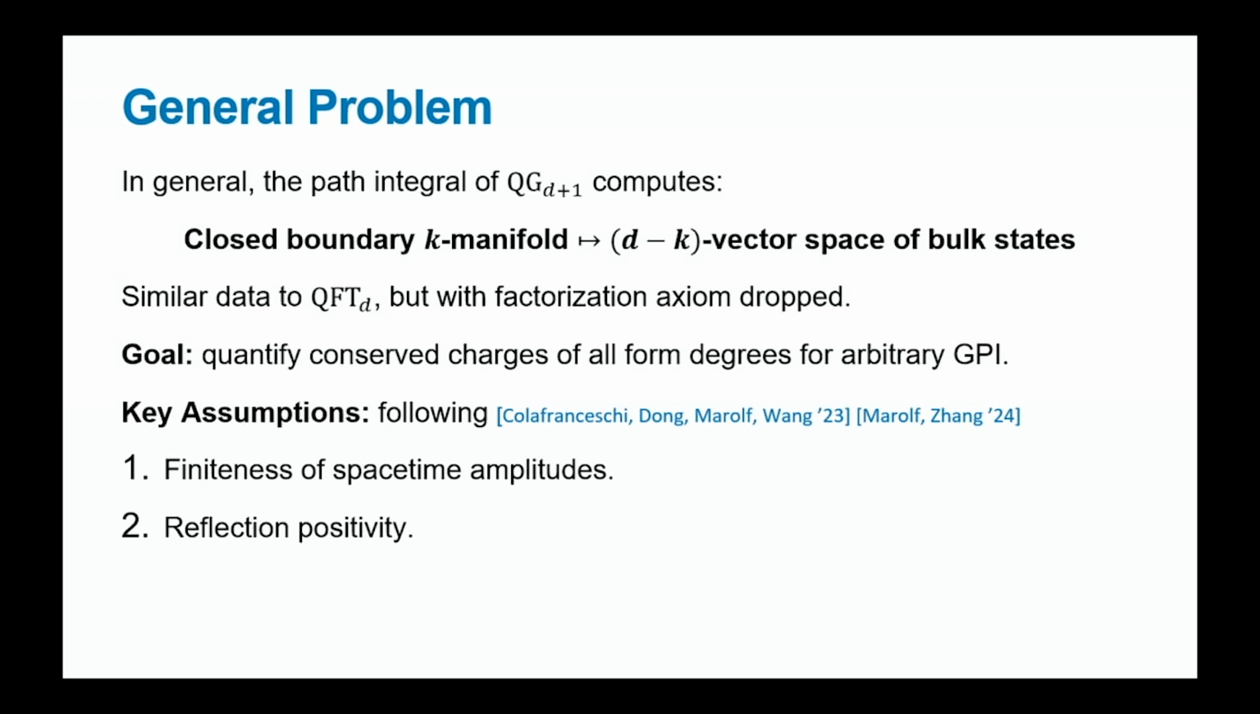I'm going to make some strong assumptions. I'm going to assume two things, essentially. I'm going to assume the finiteness of space-time amplitudes. I'm assuming that I have a gravitational path integral that I can do. It's a ridiculous assumption. If I have a generic higher dimensional gravitational path integral, I don't think any of us believe that you can actually do it. But I'm going to assume that those space-time amplitudes are computable, and I'm going to assume reflection positivity. So this is going to turn out to be a key assumption.